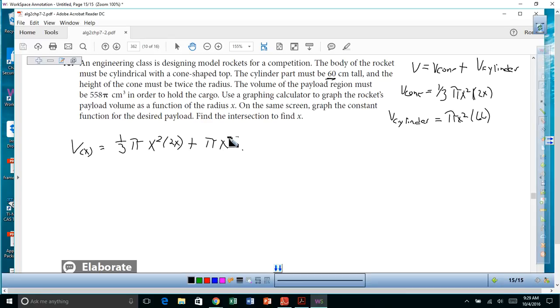Maybe I just need to slow down, huh? So the volume of x, and we got a little arithmetic. 2 times 1/3, that's going to give you 2/3. What it is, it's lag. 2/3 pi, and x squared times x is x cubed, plus 60 pi x squared. Good.